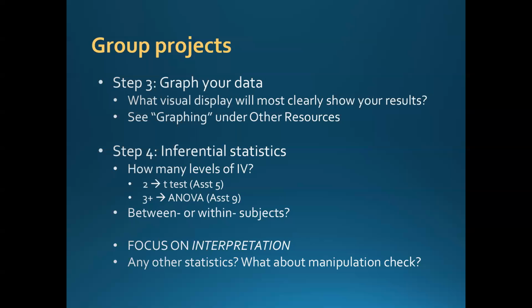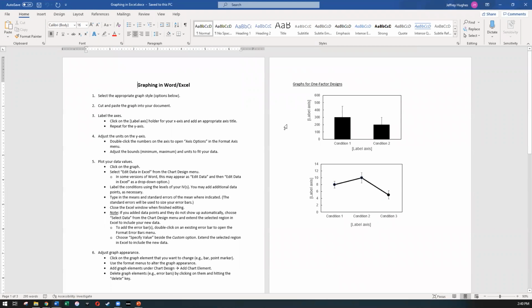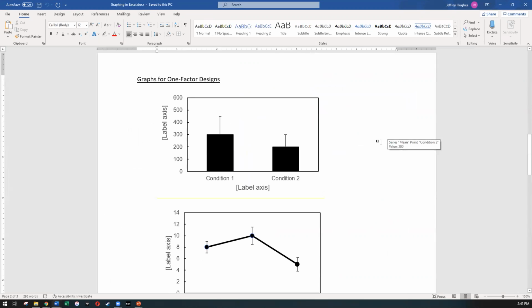For graphing, it says see graphing under other resources, and I want to pull up the Word document. Can everyone see this Word document that I pulled up? Okay. So this is a step-by-step for how to do graphs in Excel. But more importantly, and I think more usefully, you can just edit these graphs with a couple of clicks of a button, so that way you don't have to make these graphs by yourself. And here's what I mean by this. Let's say you want to use this type of graph.